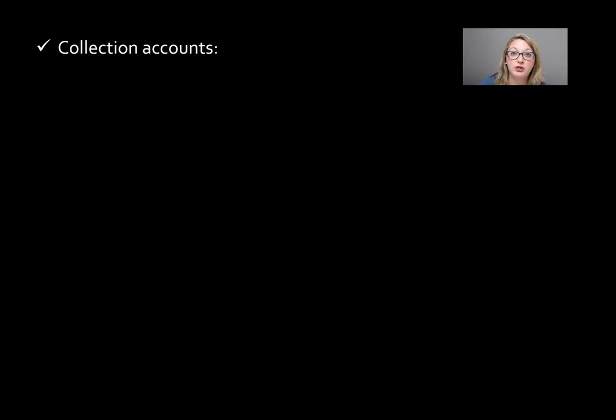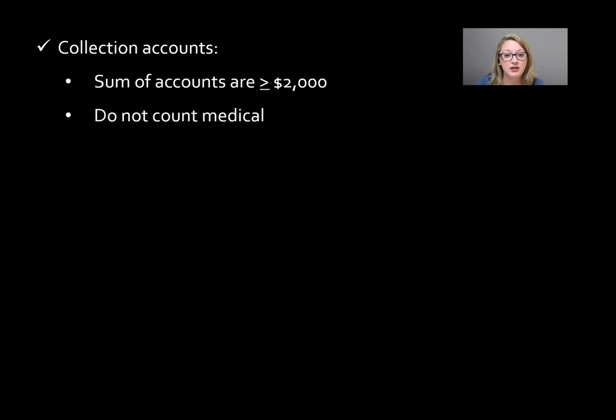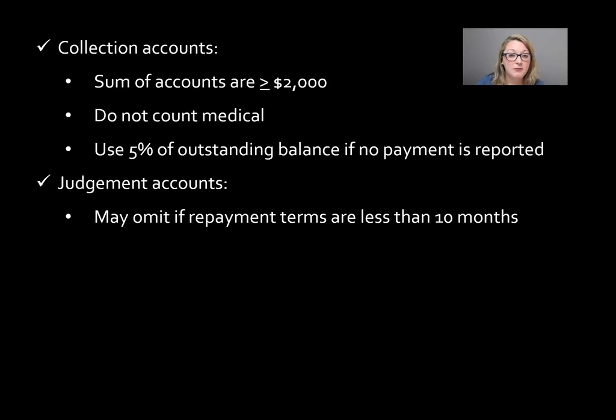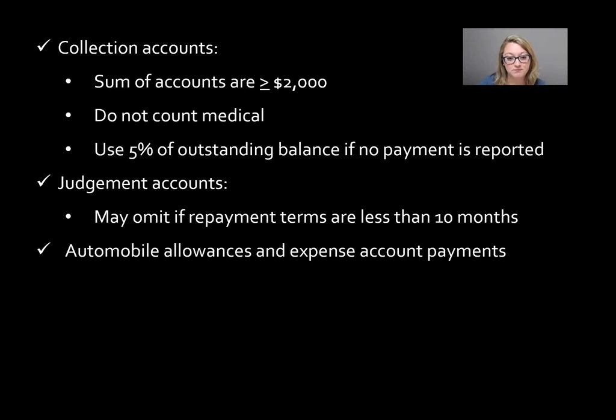Collection accounts would need to be included when the sum of the accounts are at or greater than $2,000. You do not need to count medical into that number. And if there is no payment listed, it's just the balance, then use 5% of the outstanding balance on the credit report to determine the monthly payment amount. Judgment accounts. They may be omitted if repayment terms are less than 10 months.